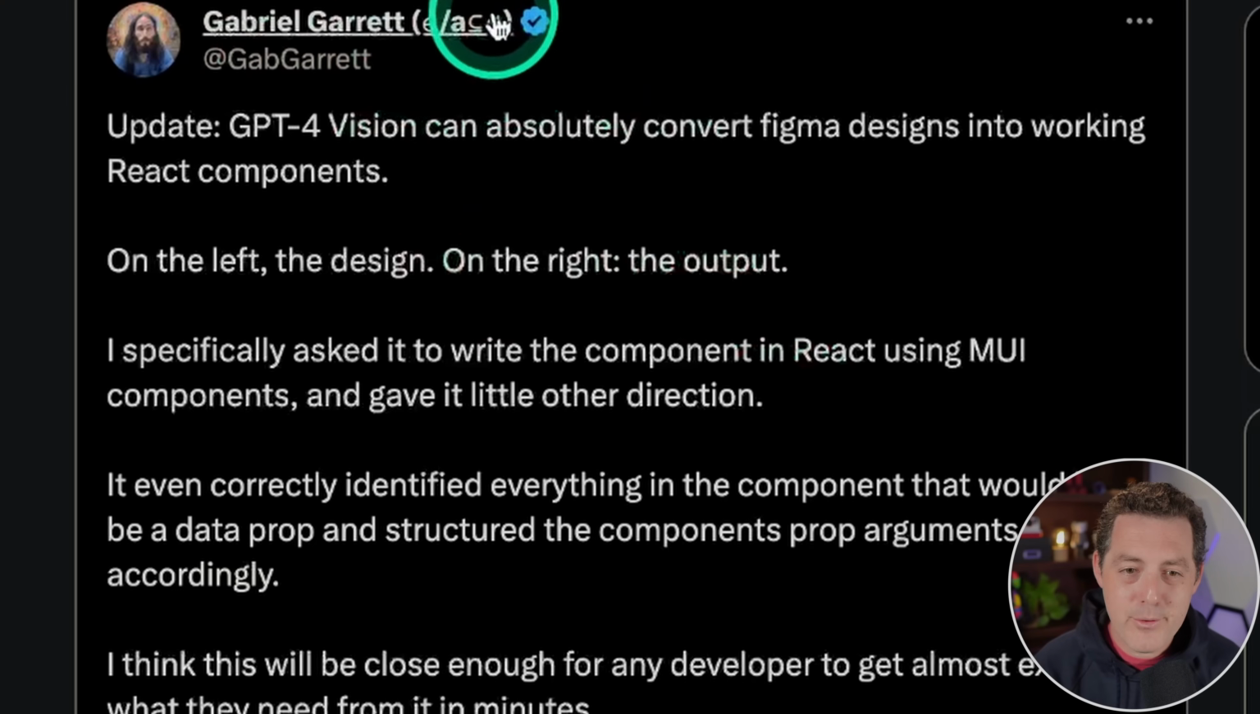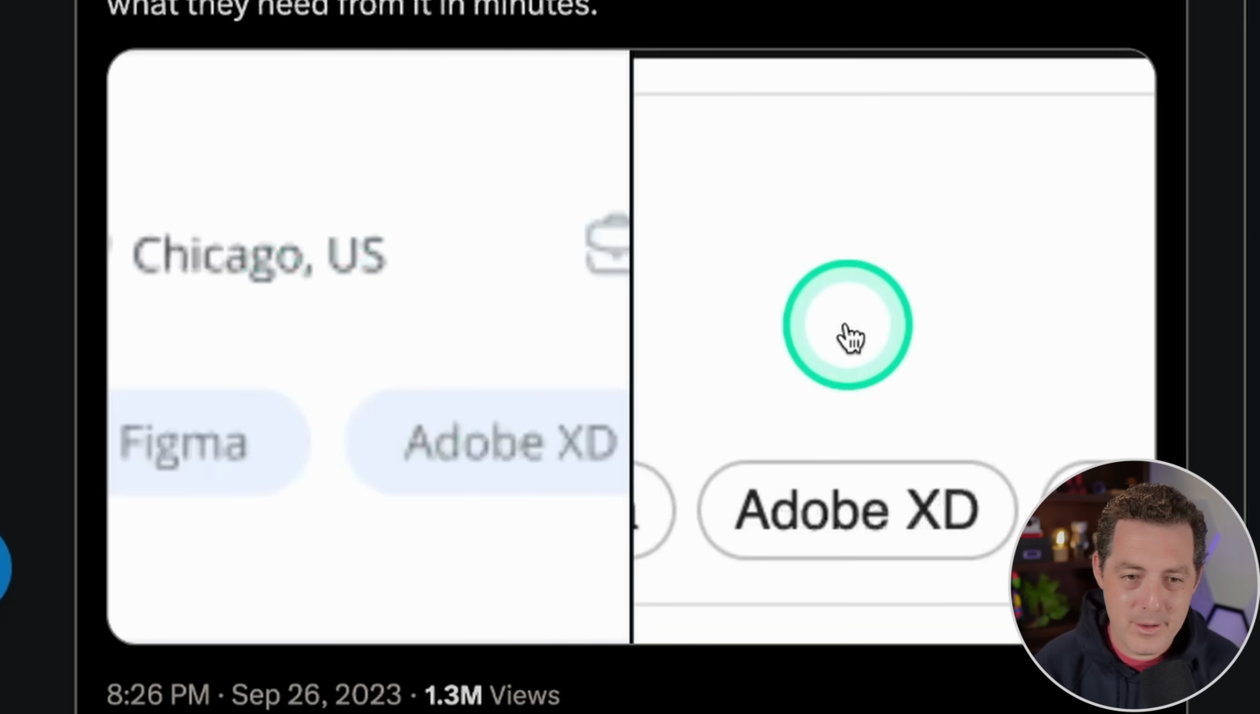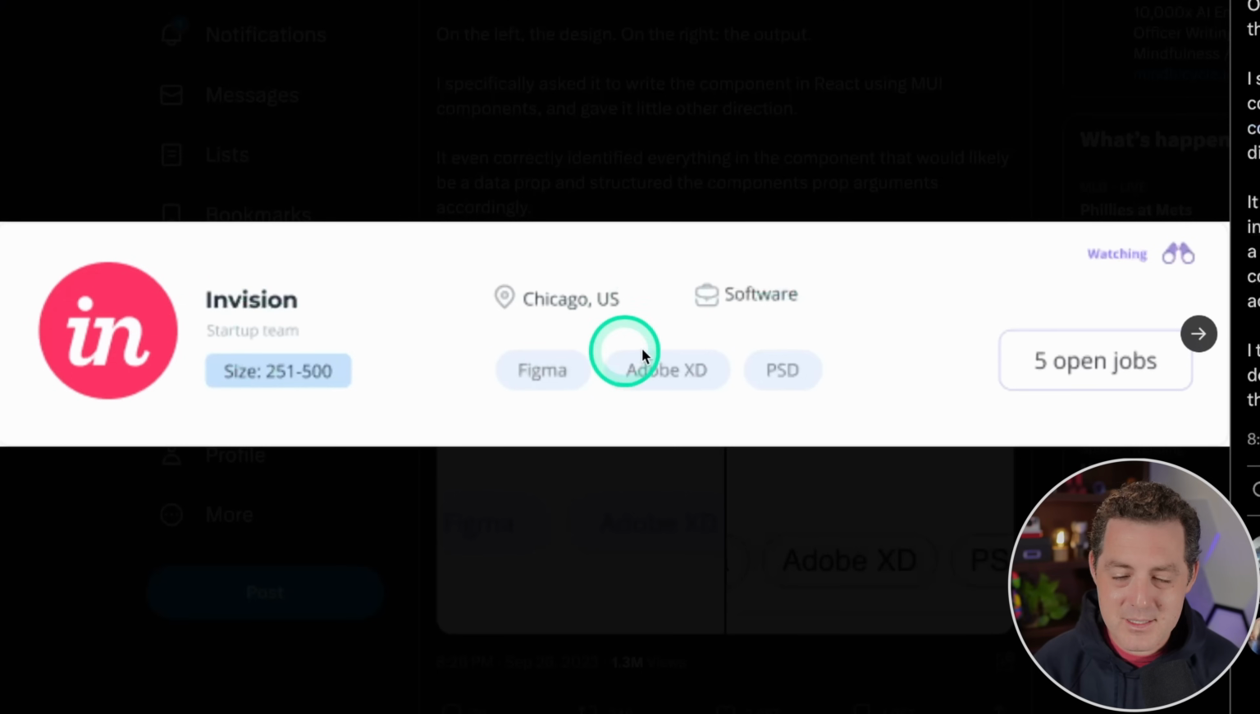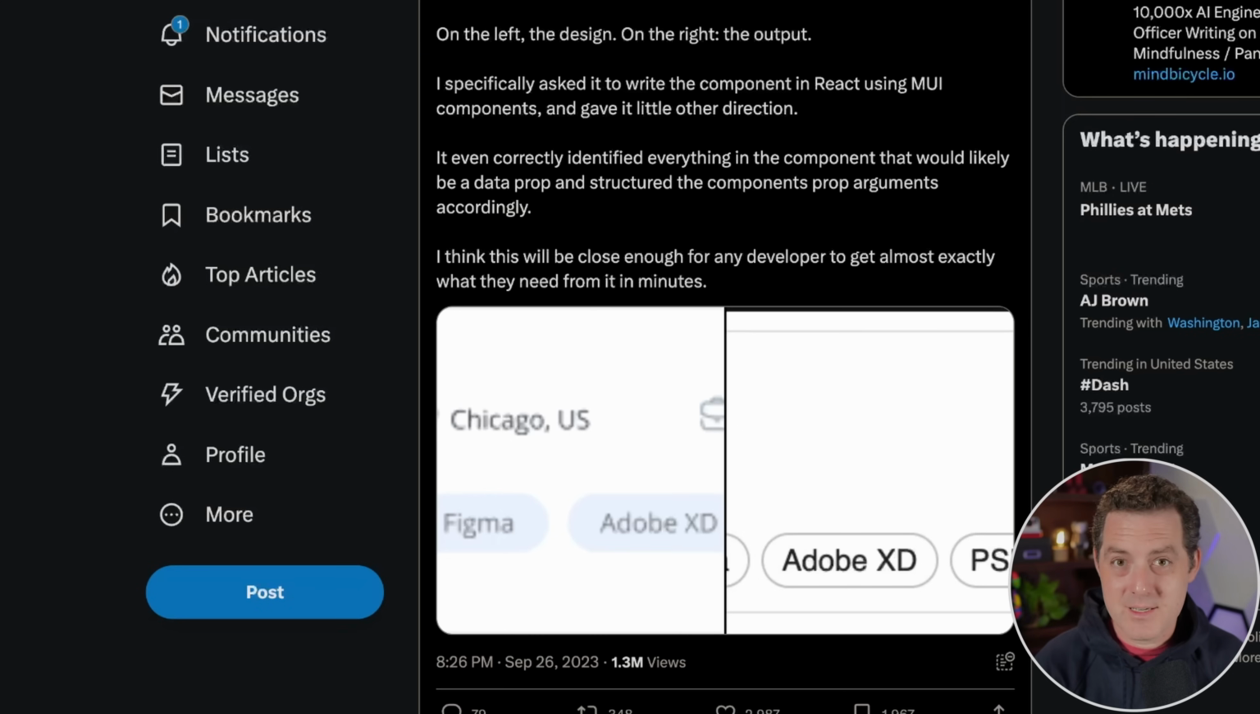And this next one is by Gabriel Garrett. On the left side, he says that this is a Figma design, and on the right side, it's the actual code output. He said, I specifically asked it to write the component in React using MUI, Material UI components, and gave it little other direction. It even correctly identified everything in the component that would likely be a data prop and structured the component's prop arguments accordingly. So here we go. This is the Figma design, and then here's the actual output. I mean, this is phenomenal. It's truly mind-blowing. So this long process of taking a Figma design, taking a Photoshop design, and converting it into an actual working website now takes seconds.